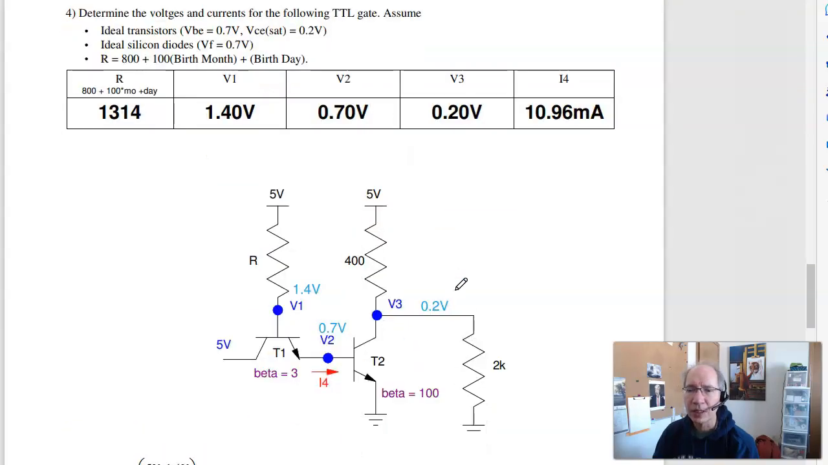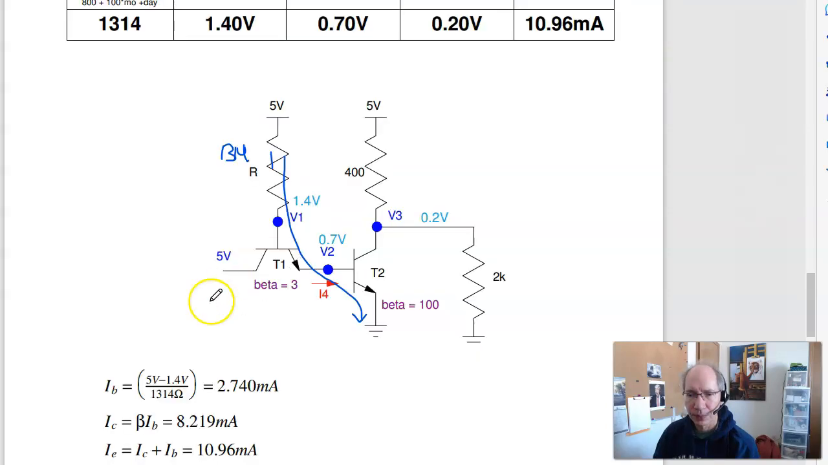Number 4 is TTL logic. If I have 5 volts in, again, this current has a choice. It's 1314 ohms. This current has a choice. It goes left or right. Right is the easiest path to ground. So this is the path the current goes. The current then is 5 minus 1.4 over R. 2.74 milliamps.